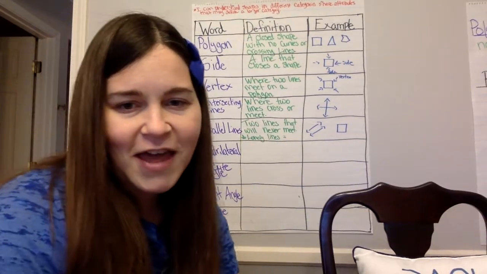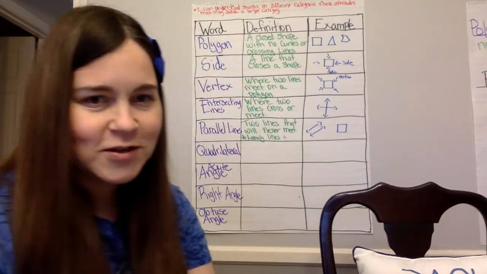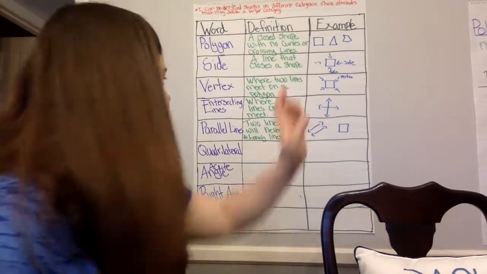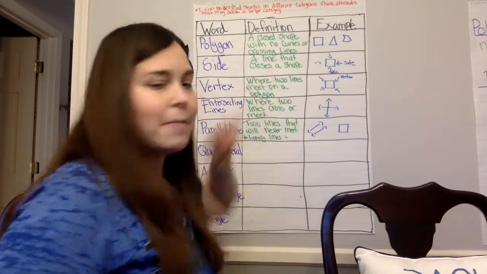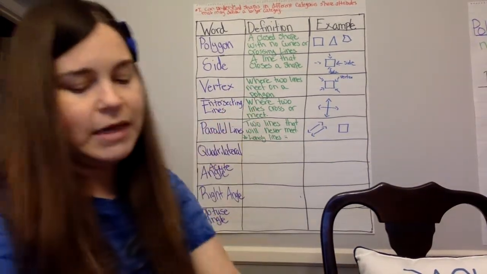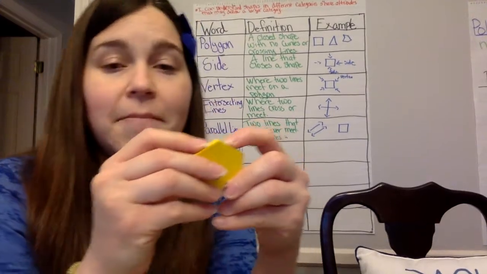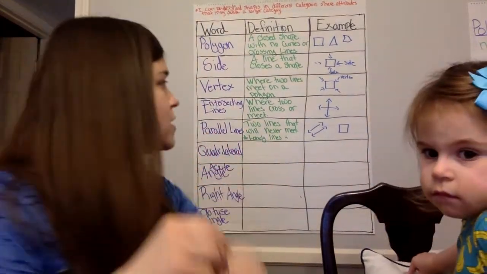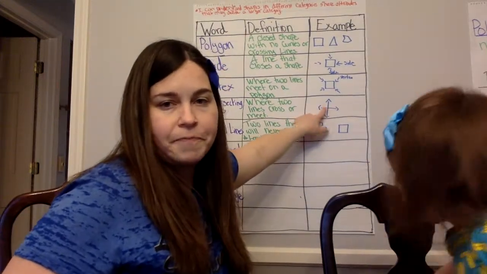Okay, so the next thing I'm going to talk about is intersecting lines. That is where 2 lines cross or meet. So they meet at a vertice, okay, and that's where they meet. Or a crossing line could be like this, okay?